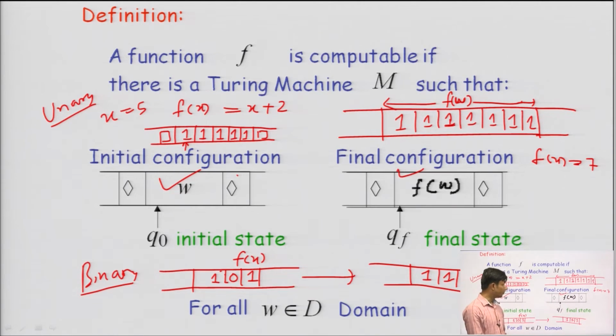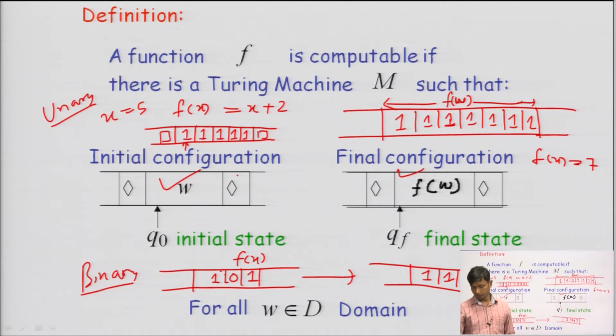So, we will go through one example of how to do addition of two numbers. In this process you have to design your Turing machine. First is the initial configuration, then go to the final configuration and check whether your f(w) is on the tape or not. If it is not there, it means you have done something wrong, your design is wrong.